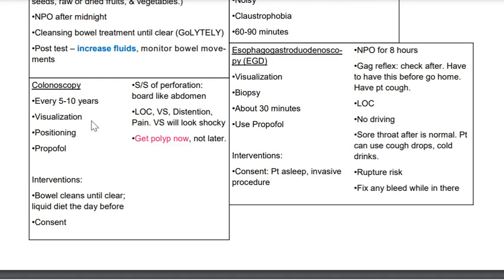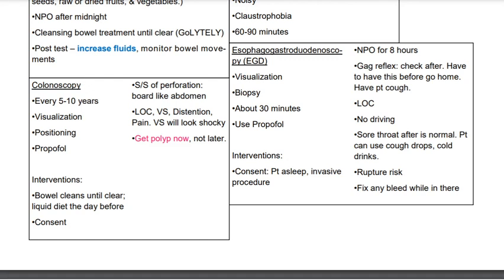But this is going to visualize the inside of the colon and let them see if they can detect any of these polyp growths. Some people make 1 or 2 polyps, but they're very slow growing. But they can turn into cancer. So that is why we do a colonoscopy, to remove those polyps, right?